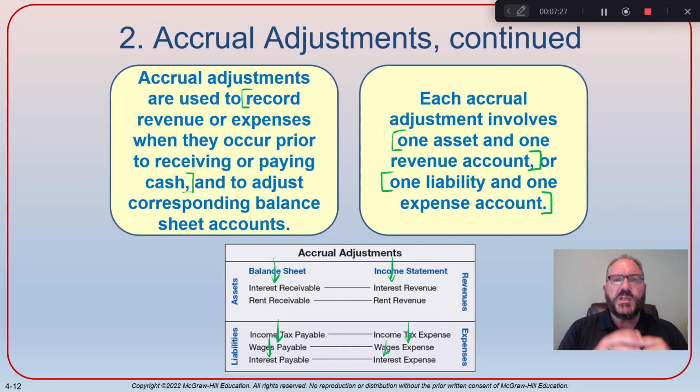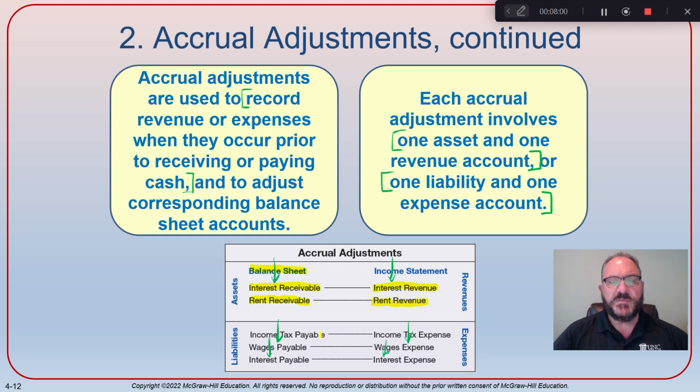So again, here they're talking about these accrual adjustments. So notice, on a balance sheet, you have what's called interest receivable, meaning you've earned it, but you haven't received it yet. And then on the income statement, the adjustment is to interest revenue. Same thing on a balance sheet, rent receivable becomes rent revenue. So basically, this is where we have not yet put the item on our books, and we need to put it on because we've wound up earning it in some capacity.